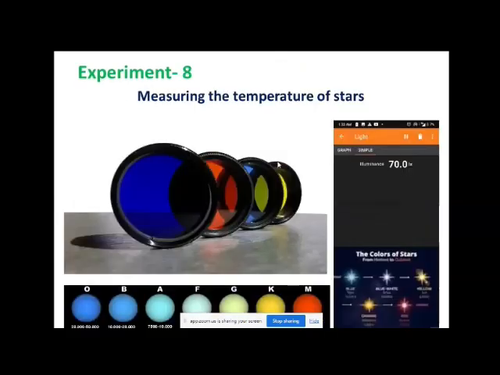Suppose the intensity is 70 for blue light and 30 for red light. Then we can easily say that this star is a blue star. A blue type star means the temperature is 28,000 to 50,000 Kelvin. So this is a very easy trick, I think.